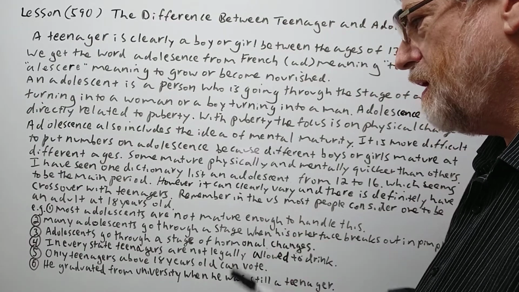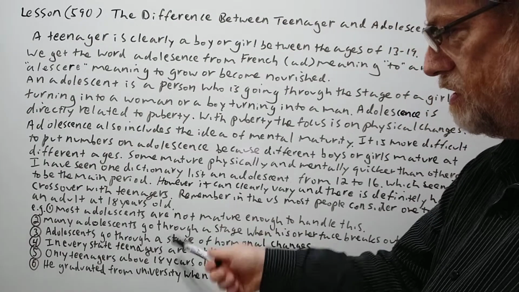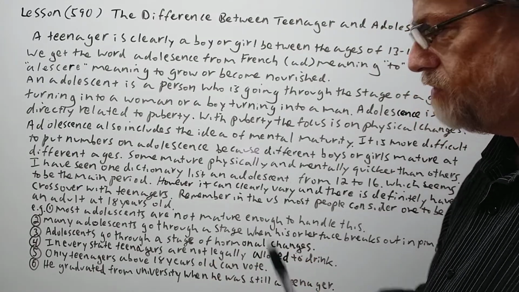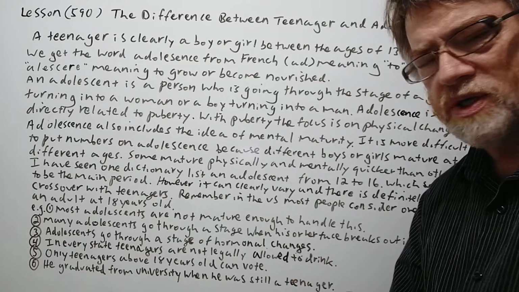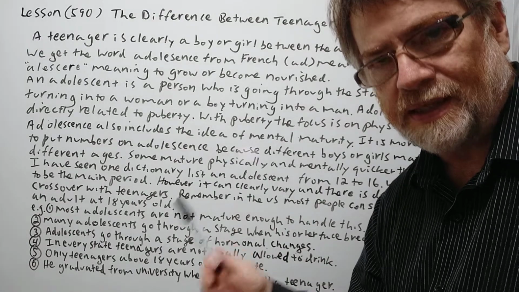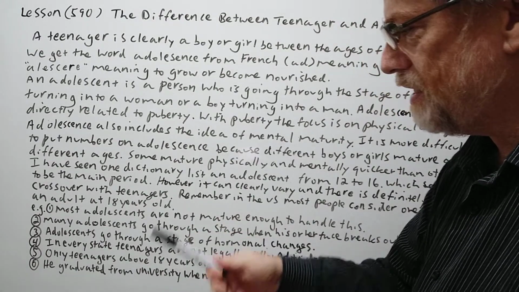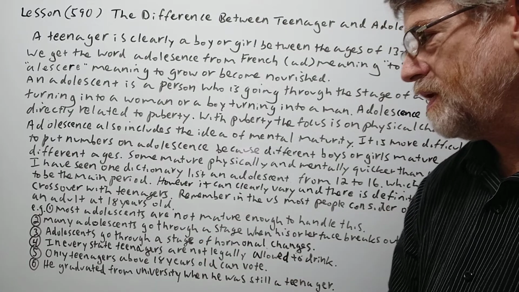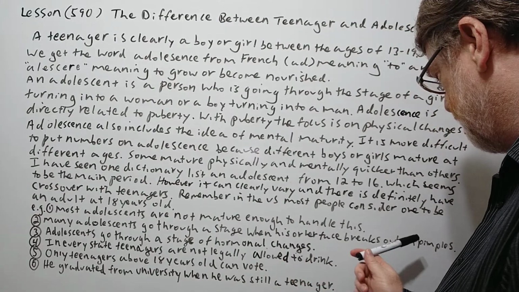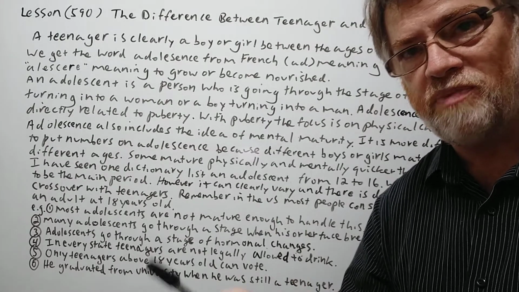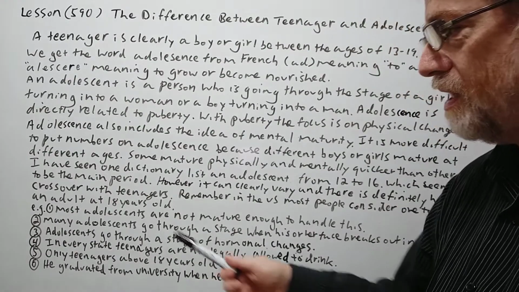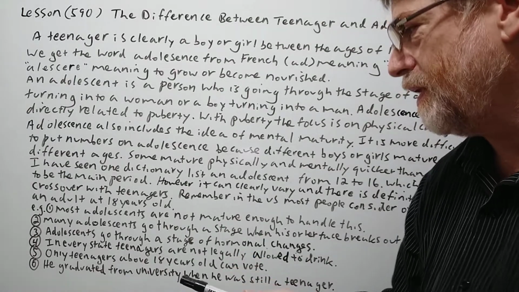Okay, good. All right, and let's look at some examples here. Number 1, most adolescents are not mature enough to handle this. Yeah, if you're focusing on the body changes and the maturity, you might use adolescence a little bit more. Although some of these adolescent examples, you could say teenagers here too. Number 2, many adolescents go through a stage when his or her face breaks out in pimples. Now again, this is the puberty stage, so you might be a little more likely to use adolescence, but it wouldn't be entirely wrong to use the word teenager there as well.